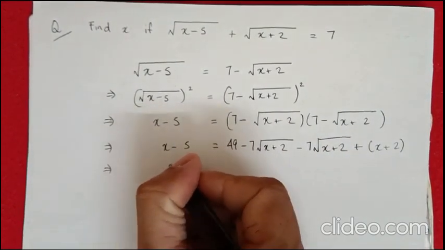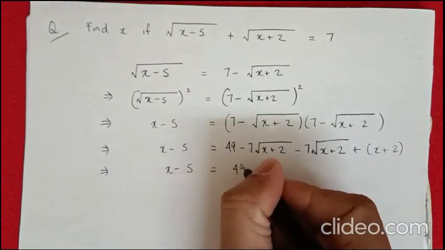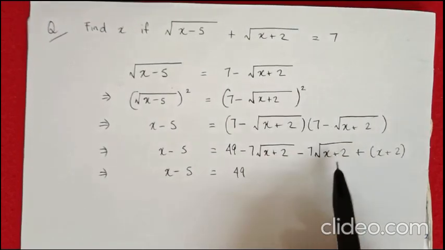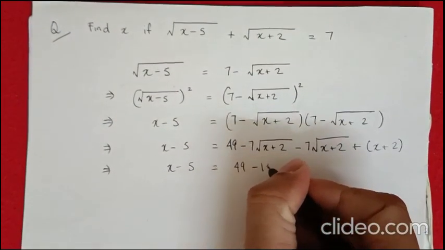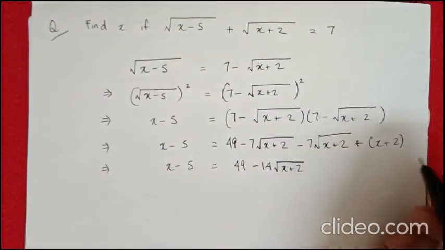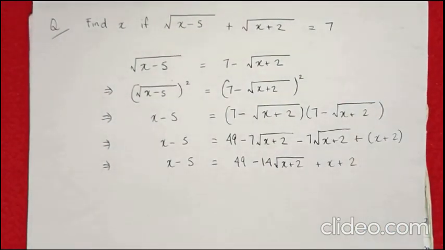So plus square root of x plus 2 whole squared, which is basically x plus 2, which gives us x minus 5 is equal to 49. So minus 7 square root of x plus 2 minus 7 square root of x plus 2 is nothing but minus 14 into square root of x plus 2, plus x plus 2. Clear?